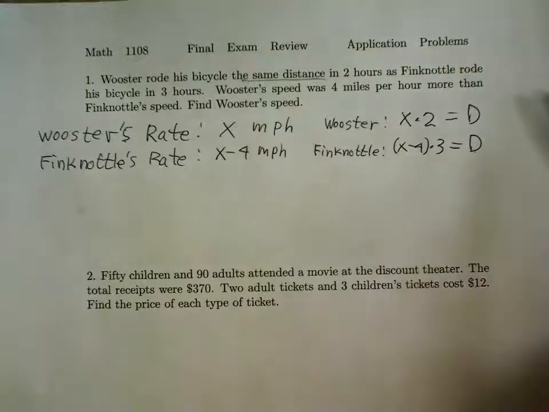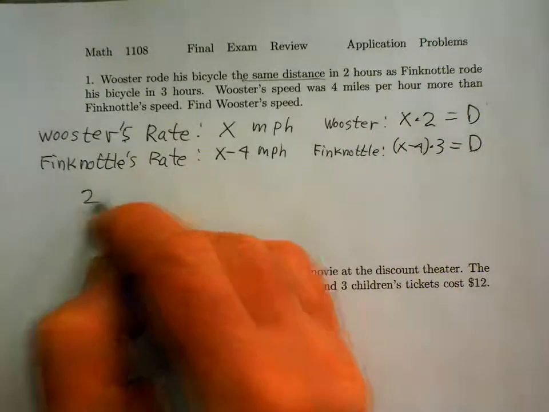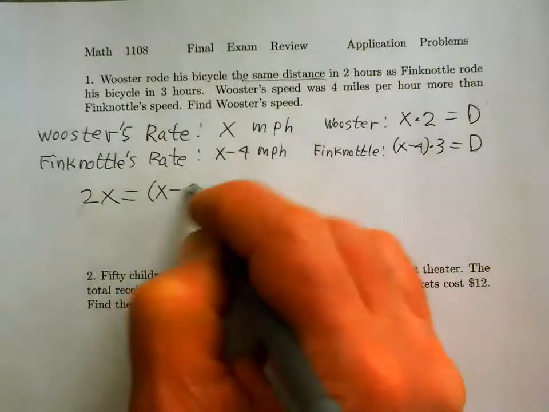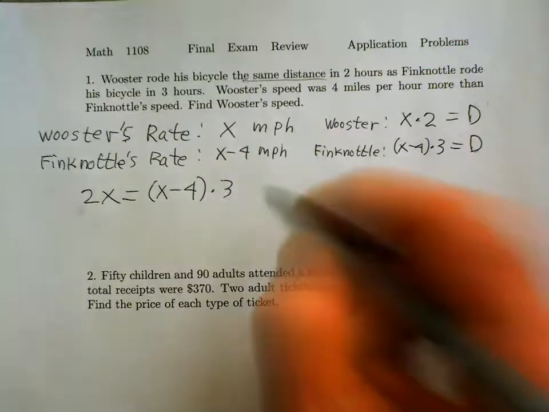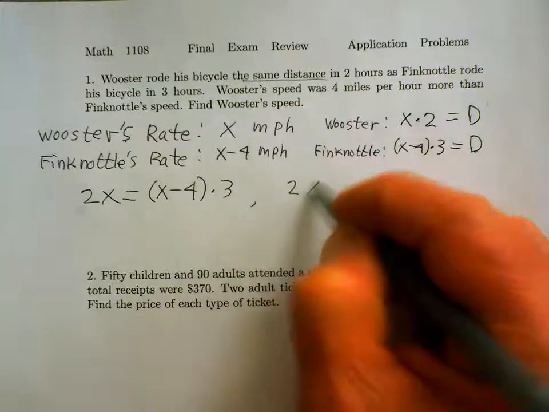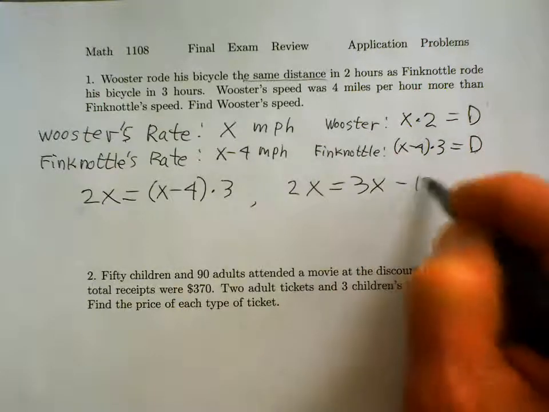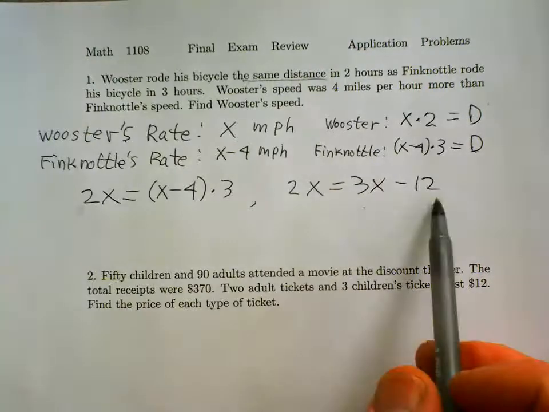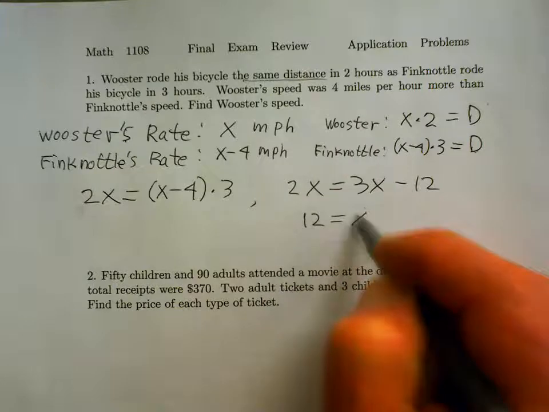So since the distances are the same, we can write down the equation whose only variable is X as 2X equals X minus 4 times 3. So this is a pretty simple equation to solve. 2X equals 3X minus 12. Subtract 2X from both sides and add 12 to both sides. We get 12 equals X.